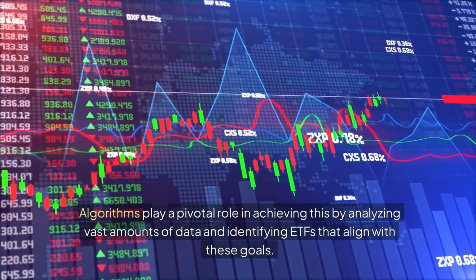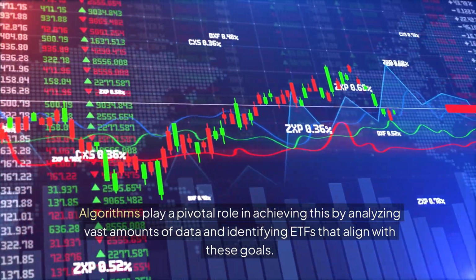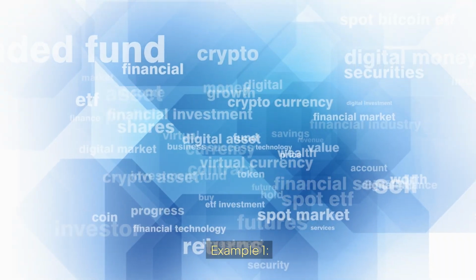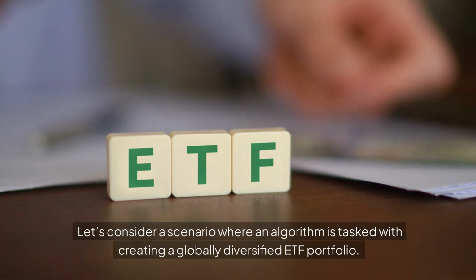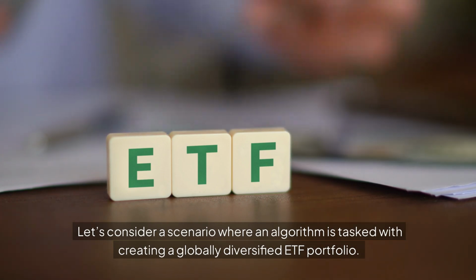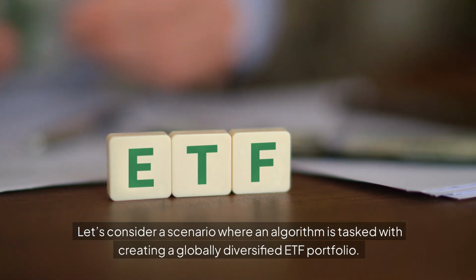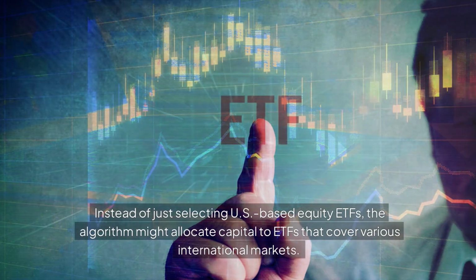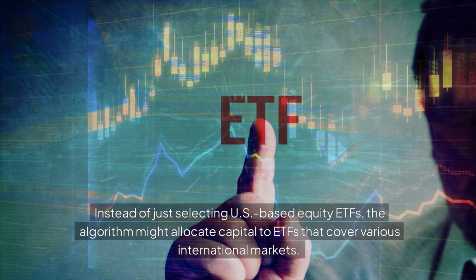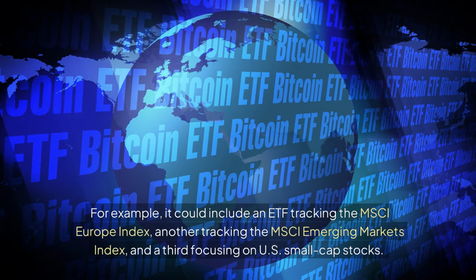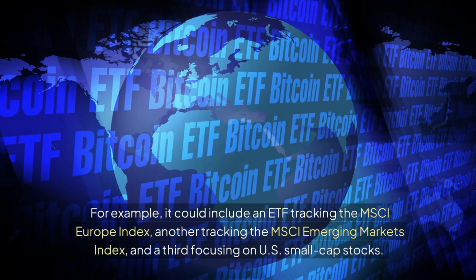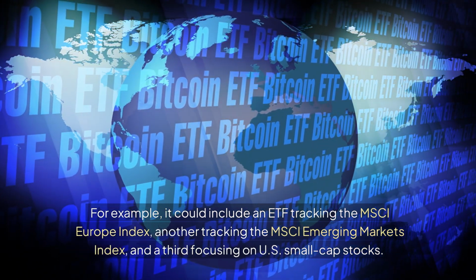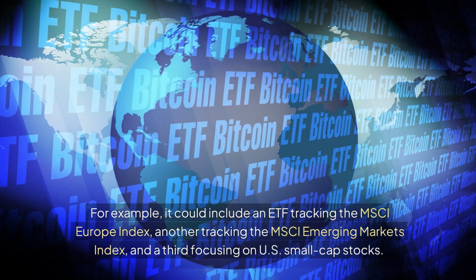Algorithms play a pivotal role in achieving this by analyzing vast amounts of data and identifying ETFs that align with these goals. Example 1. Let's consider a scenario where an algorithm is tasked with creating a globally diversified ETF portfolio. Instead of just selecting US-based equity ETFs, the algorithm might allocate capital to ETFs that cover various international markets. For example, it could include an ETF tracking the MSCI Europe Index, another tracking the MSCI Emerging Markets Index, and a third focusing on US small-cap stocks.